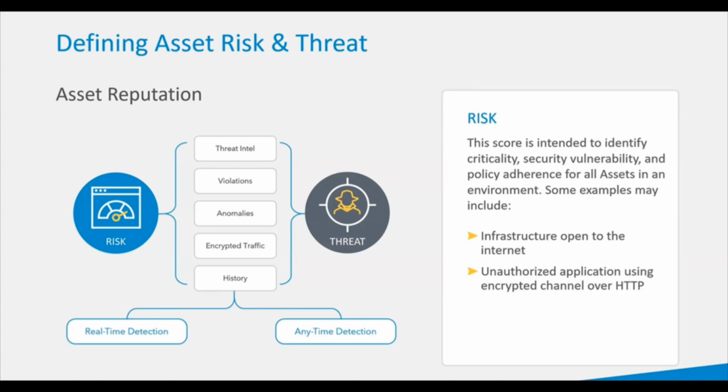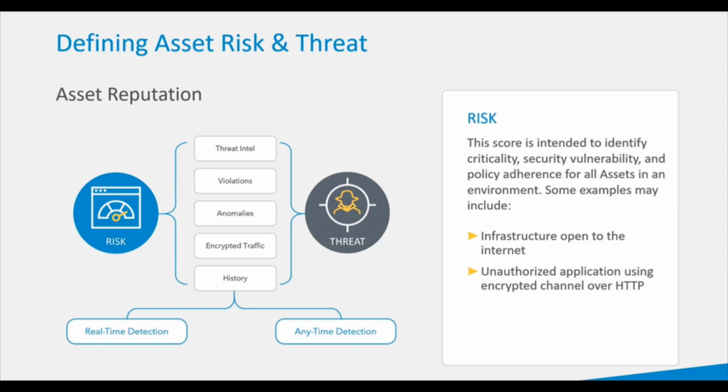So we'll begin by defining what risk means. The way we define risk is the potential of an individual asset to become a threat. So a number of things are involved in making that determination. What is the criticality of the asset? Is this a server? Is it a workstation? Is it a cloud VPC? What are the security vulnerabilities of these assets? What kind of software and services run on these assets? And then what is the versioning of those software and services? And then how well does each asset adhere to the policies that are configured in the environment?